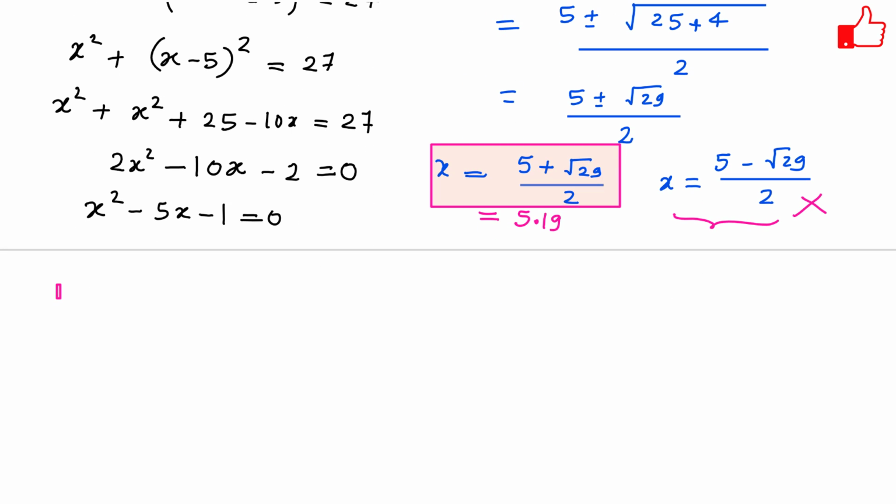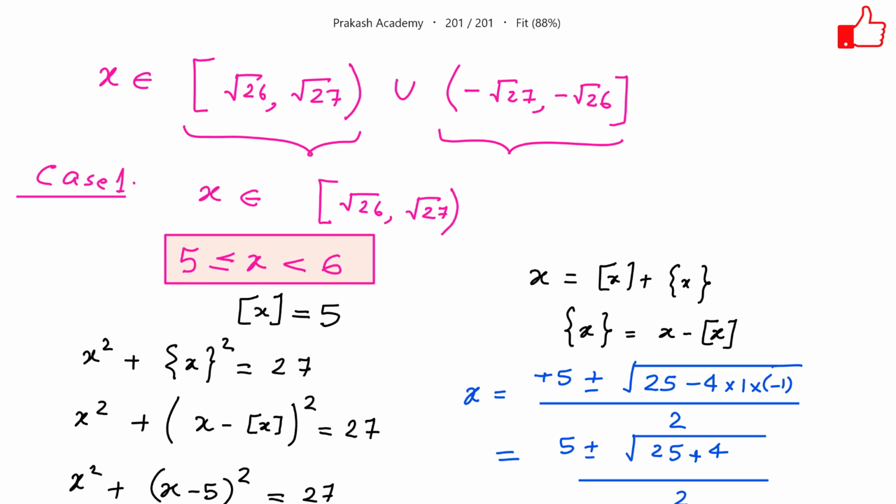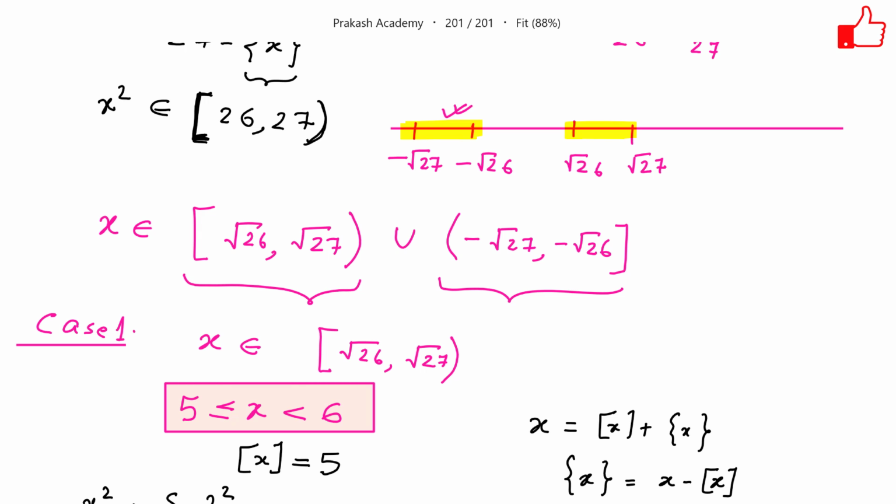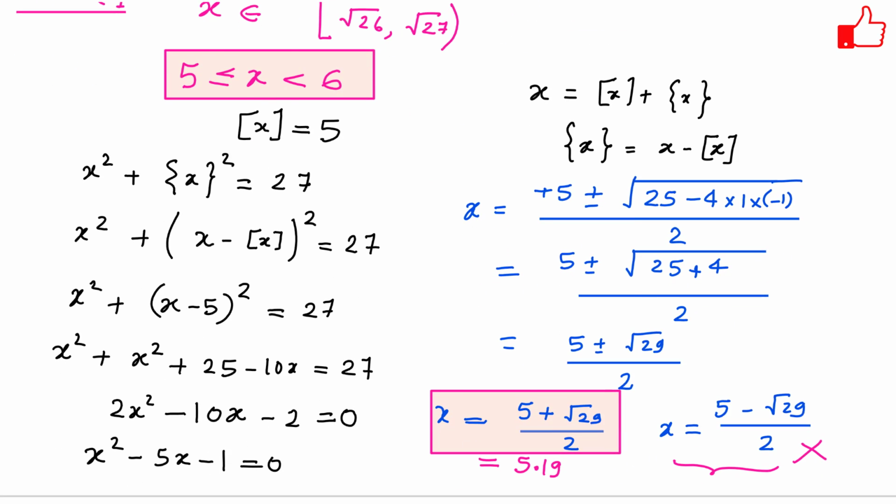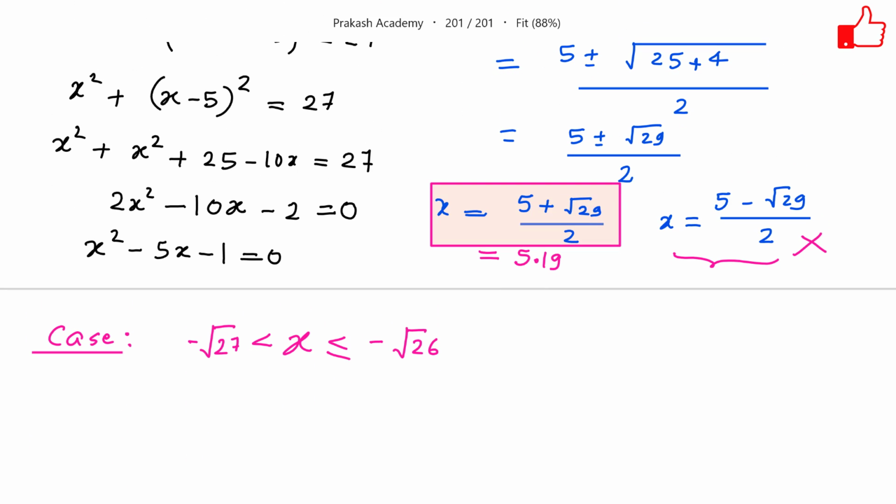Now let us take the second case. In the second case, x can lie between minus root 27 and less than or equal to minus root 26. I have earlier shown this on the number line, that is minus root 27 to minus root 26, and this side is the equality sign. So I can say that x in this case is greater than minus 6 but less than or equal to minus 5. So what will be the greatest integer? A number between minus 5 and minus 6 can be minus 5.15, minus 5.2, whatever. In this case greatest integer will be minus 6.